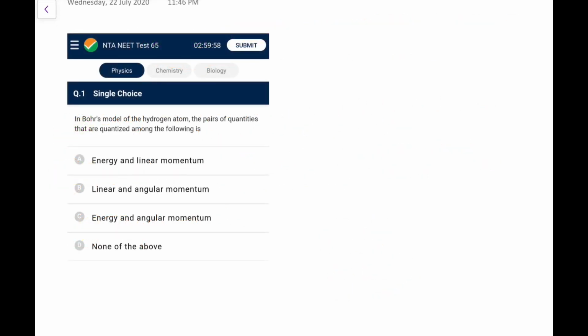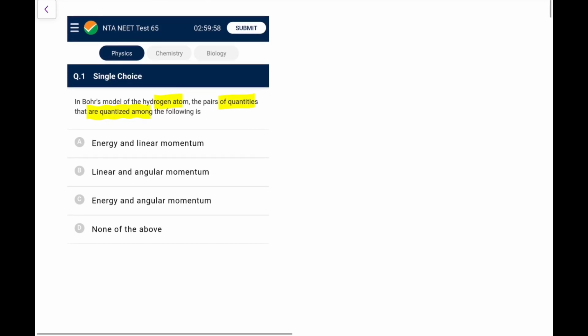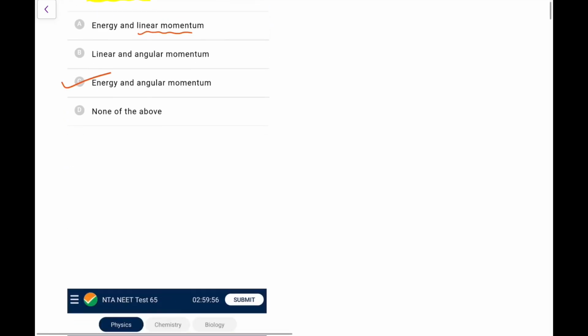Now the first one. In Bohr model of the hydrogen atom, the pair of quantities that are quantized. So what remains quantized? Energy and linear momentum? The linear momentum is not quantized because the direction of velocity is changing. So A and B are false. We have energy and angular momentum, because angular momentum is quantized as nh by 2 pi, and energy is also 13.6 eV by n square. So go for option C.